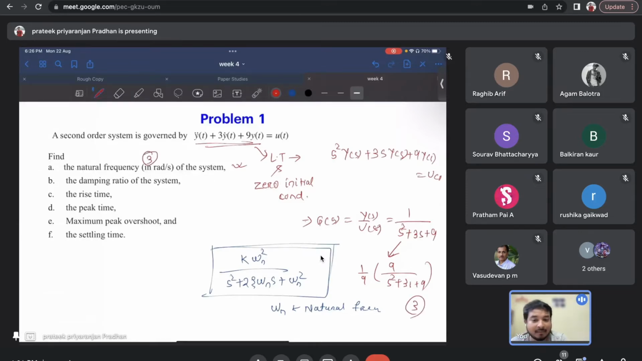And what is the damping? For the damping zeta, we can equate 2 zeta omega n is equal to 3. That means zeta is equal to 3 by 2 omega n. Omega n is 3. That's why zeta is equal to 0.5, or half.